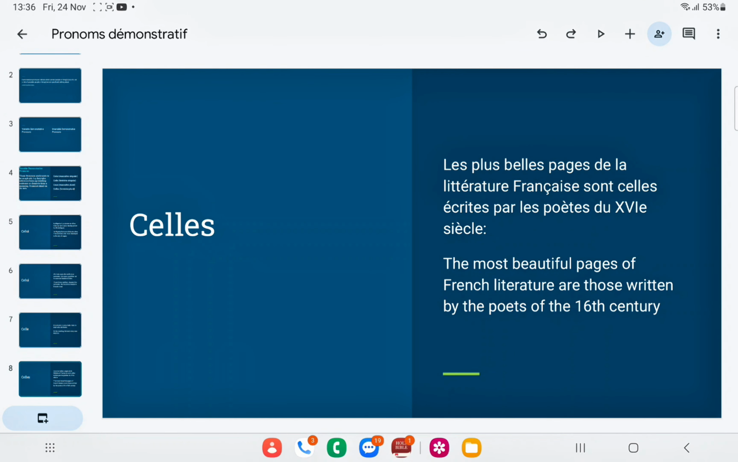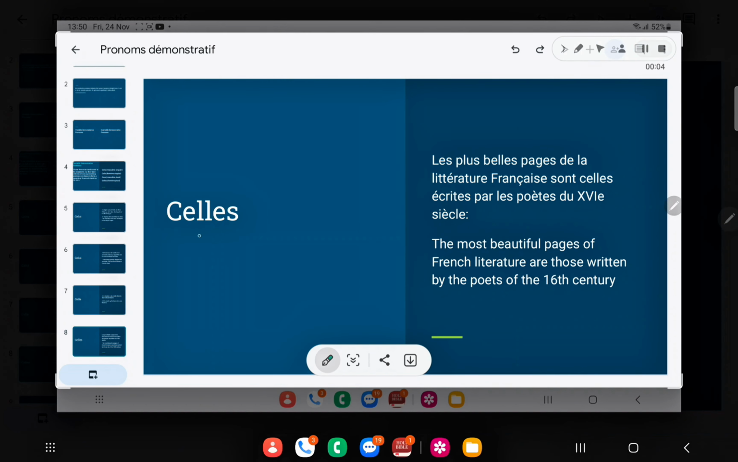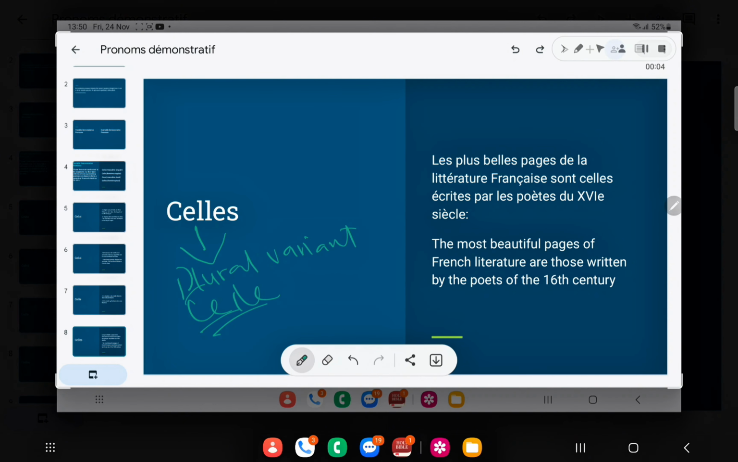So let's move to celles. So I said earlier, celles, this is the plural variant of celle without the S. So look at the example we have here. Les plus belles pages de la littérature française sont celles écrites par les poètes du 16e siècle. When you see this, it means ème. The most beautiful pages of French literature are those written by the poets of the 16th century. Emphasis on those.